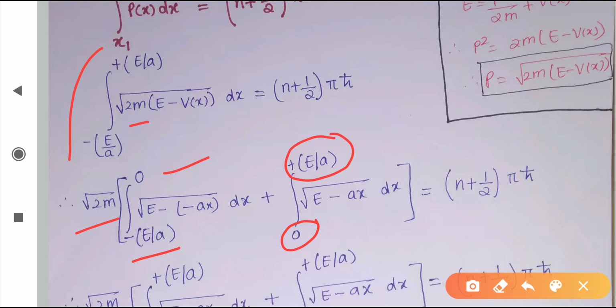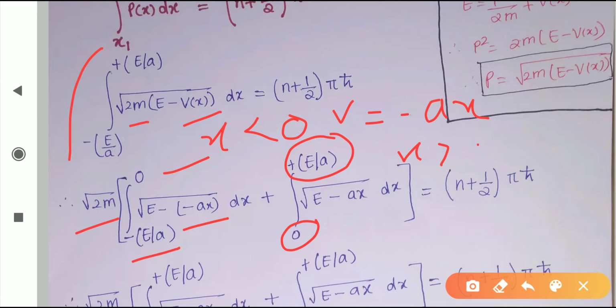So when we are using minus to 0, that means we are talking about x less than 0. So here we have the potential value, that is minus ax. Okay, so instead of potential I will write minus ax, and when we are doing 0 to plus e by a, that is for x greater than 0. For this we have the potential, that is ax, so we will write ax instead of potential. Clear? So I hope you have all understood how we got this.